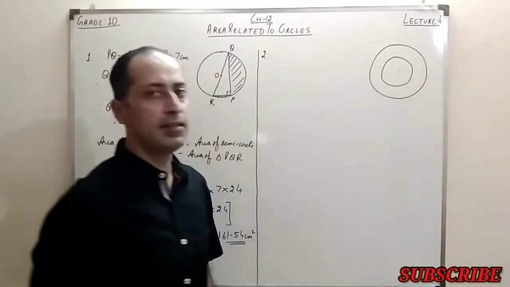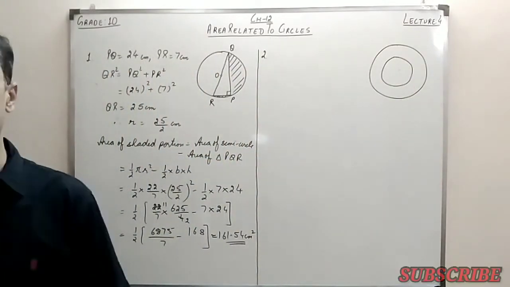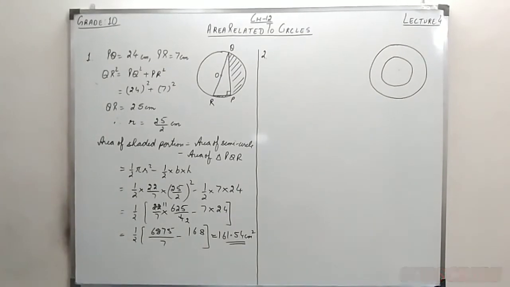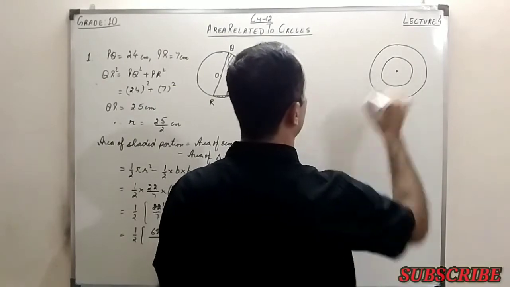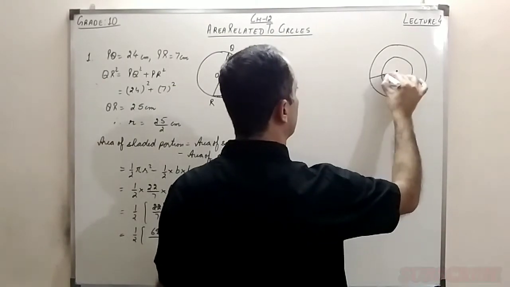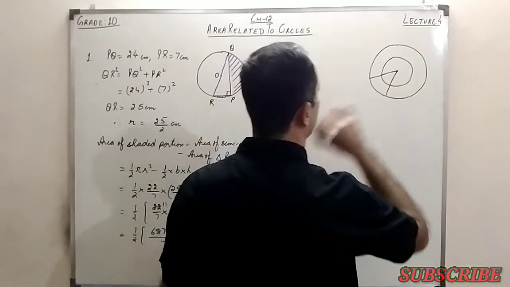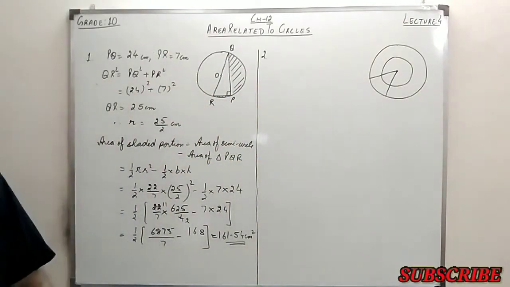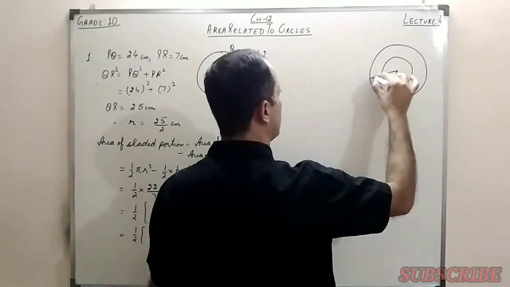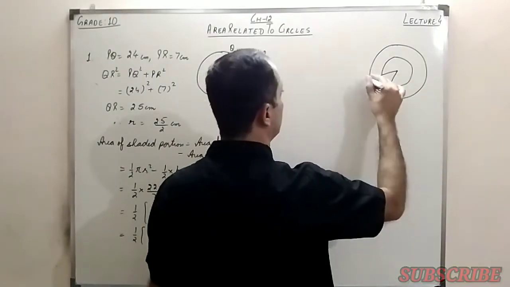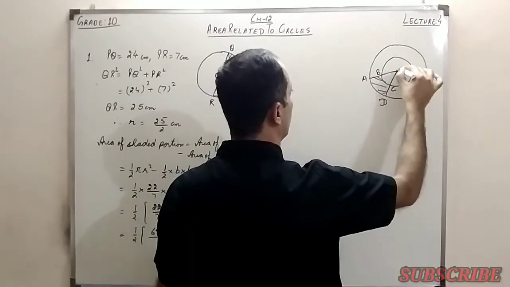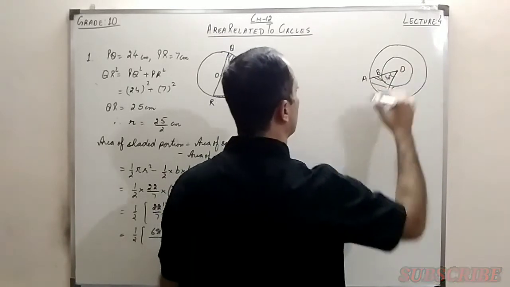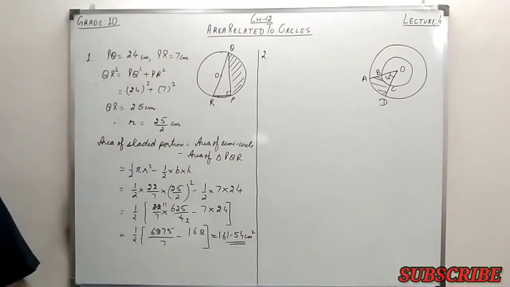Now concentric circles are the circles basically with the same center, right? So you can see over here we have two circles with the same center. Now what else is given? Something like this, right? And this portion is shaded here, and this is marked as A, B, C, D, this is O, and the angle here is 40 degree, right? Now we need to find the area of the shaded portion.